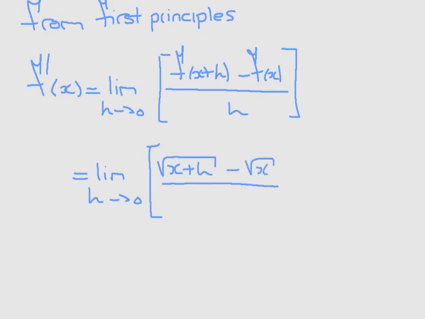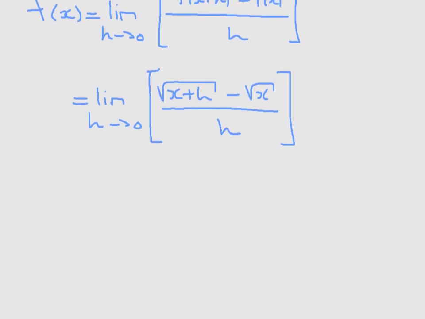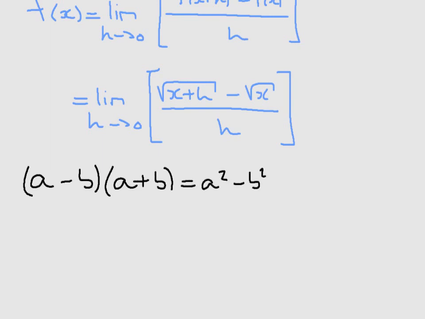Now, at this stage we're sort of stuck. We're kind of brought to a halt. But there's a nice little trick that we can use here. We're going to use the fact that if we multiply (a − b) times (a + b), that's equal to a² − b². Now, if you're studying calculus, you'll have learned this formula, the difference of two squares, years ago. But here's how it can still come in handy.